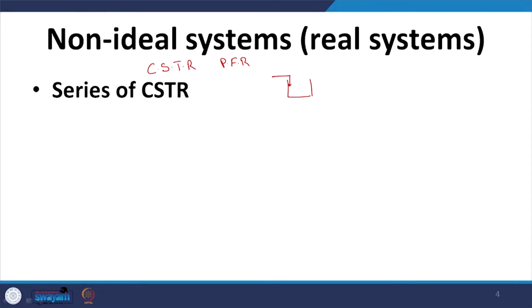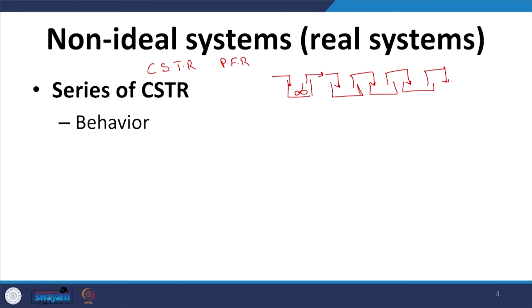So, one case is having a series of CSTRs, and what do we have out here? We have flow coming in, flow going out, and complete mixing. But if it is a series of reactors, what is it that we have? This outlet will be the inlet for the next one, and so on and so forth. We have that in series. Then how do you think that will behave?